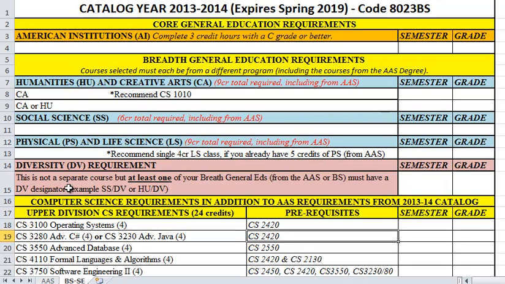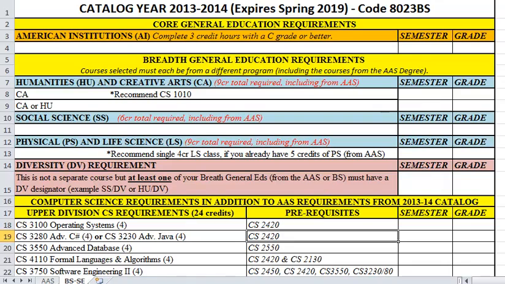Diversity in 2013-14 is something that Utah has instituted in all its public institutions, and it's not a separate course in the 2013-14 catalog year. But you'll need to make sure that one of the courses you take, like creative arts, humanities, also has a DV designator by it. For example, HUDV or SSDV. So at least one of your classes has to have a DV requirement so it satisfies the diversity. If you do not take a diversity in one of these classes up here, then you will have to take an extra class to satisfy the diversity requirement.